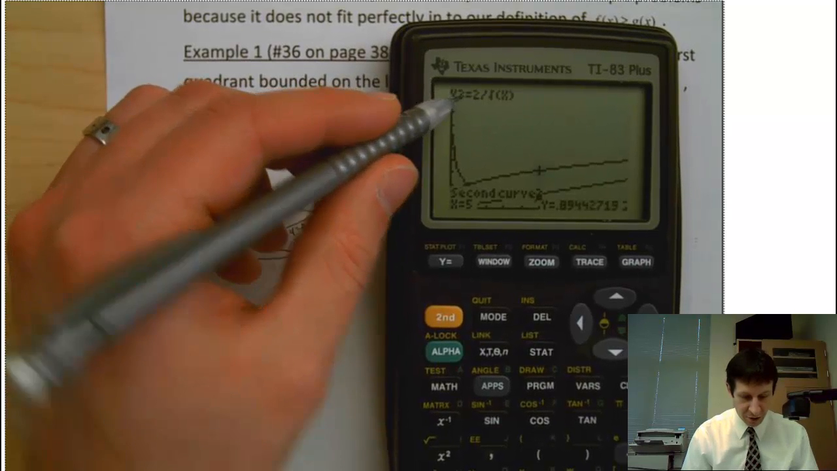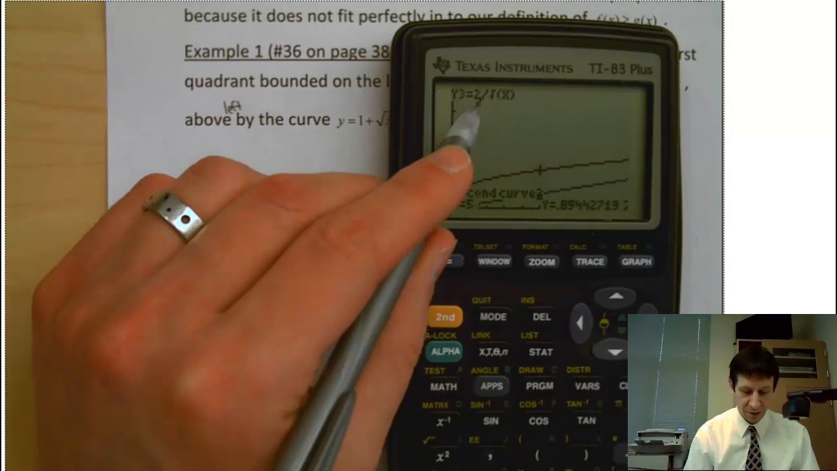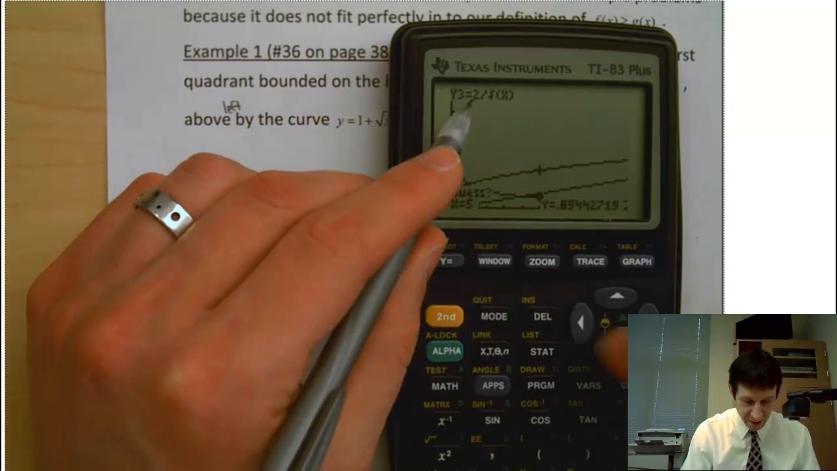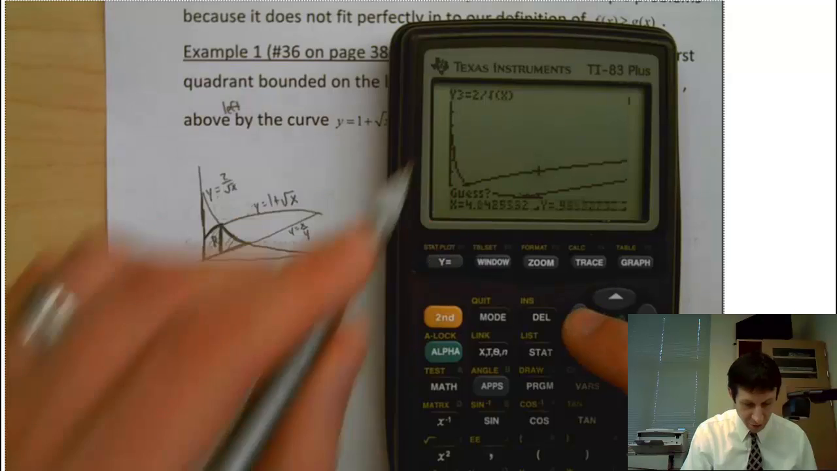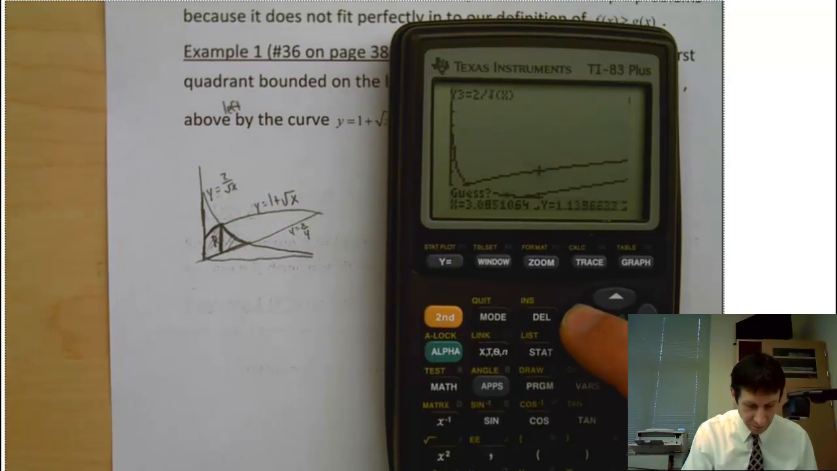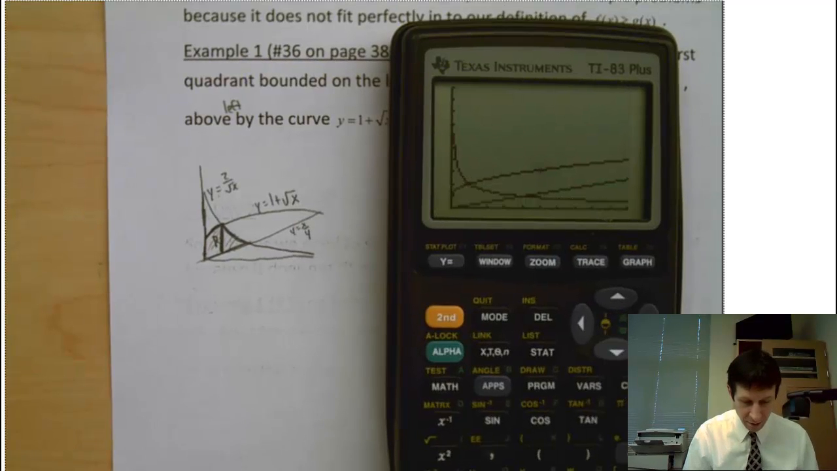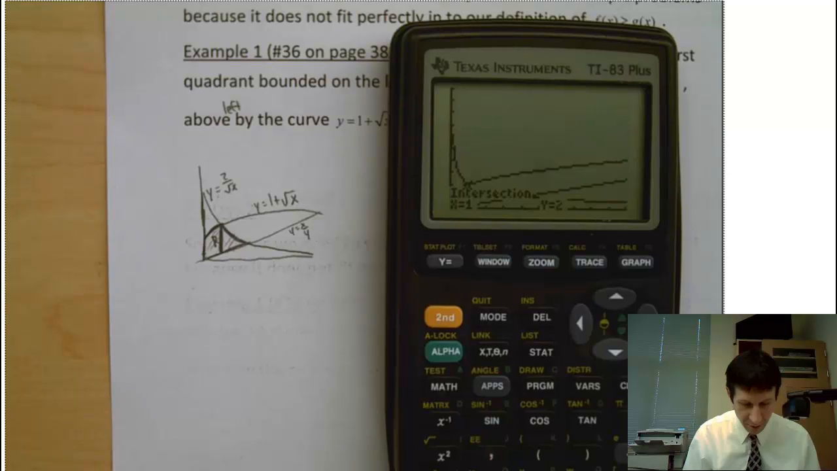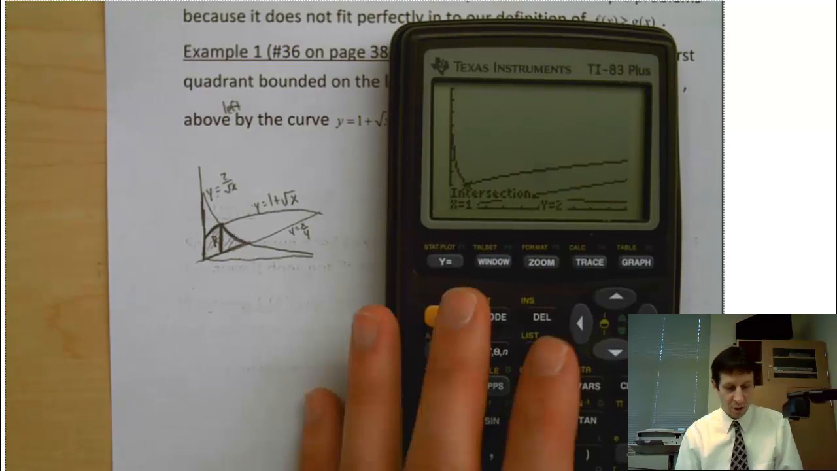The other one I want is 2 over root x. Pick that for me, so I'm going to hit enter. It asks me to guess, so I'm going to move the cursor over here. Hit enter. It intersects at x equals 1.